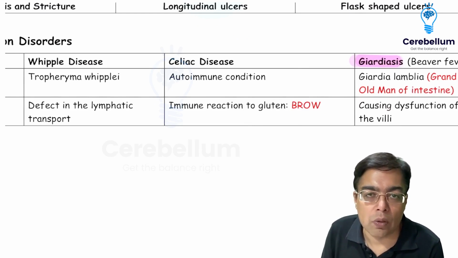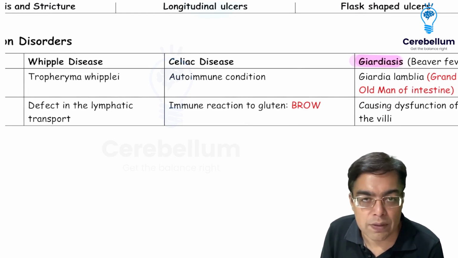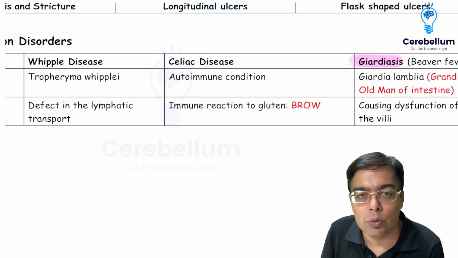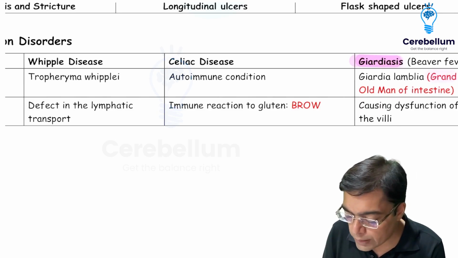Giardiasis, as you may be able to recall, is responsible for causing villi dysfunction, and this is going to be associated with a pear-shaped organism having two nuclei, a binucleated appearance, which is also given the other important name of grand old man of the intestine.